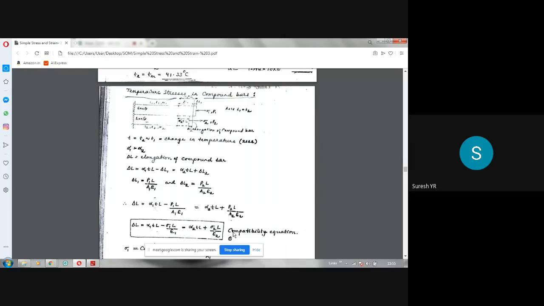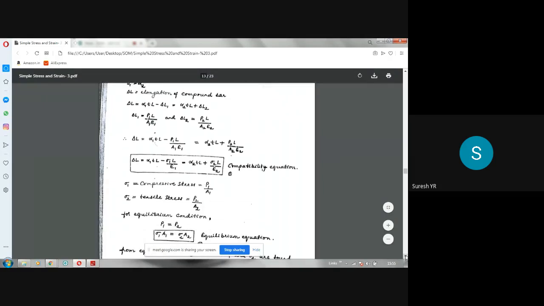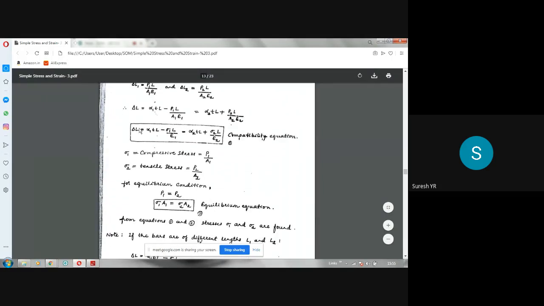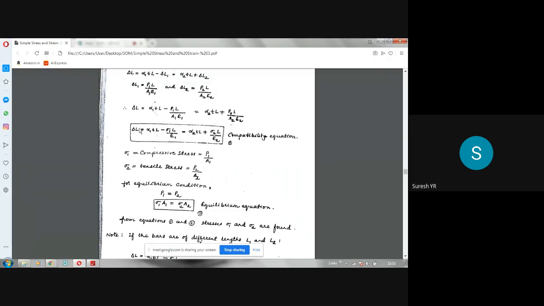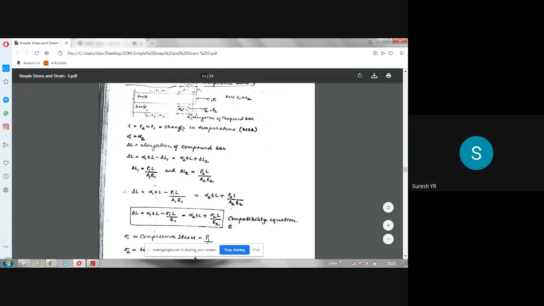This equation is known as the compatibility equation. It is very, very important for doing problems of compound bars subjected to temperature stresses. We are using this compatibility equation. Okay, so that's what I told: sigma 1 is compressive stress, sigma 2 is tensile stress. P1 by A1 is the compressive stress, and P2 by A2 is the tensile stress.